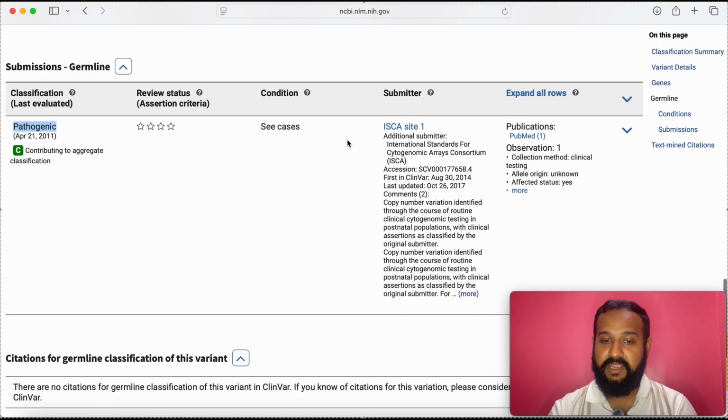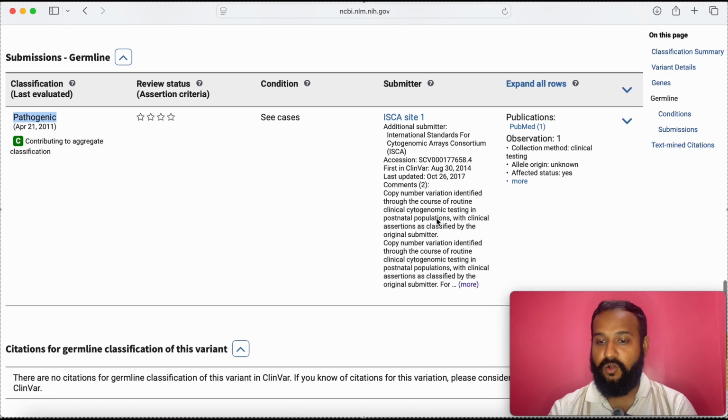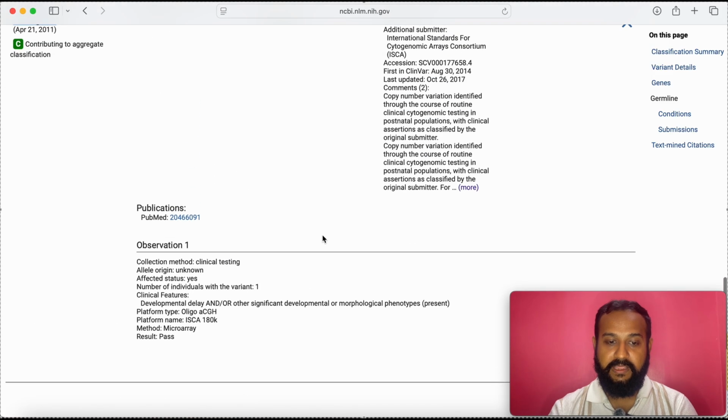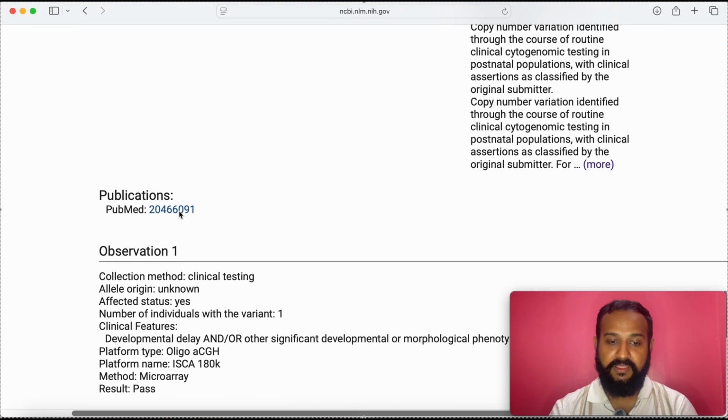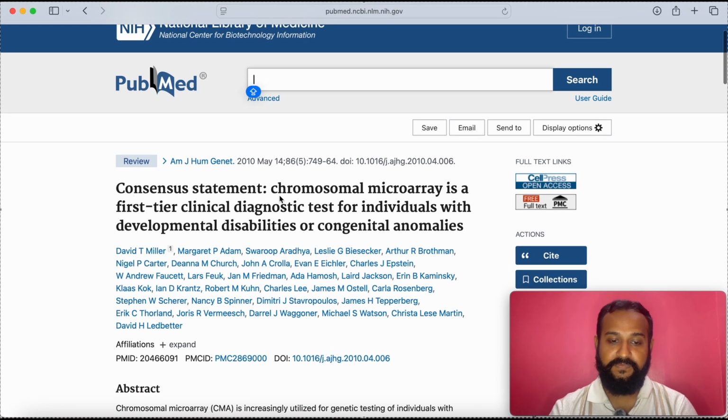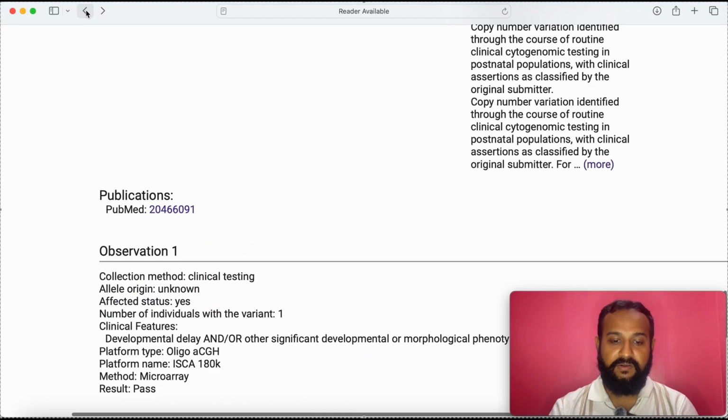What kind of disorder? Here you can see, submitted as what kind of condition it can cause. Apart from that, you can also see the publication details over here. The PubMed ID is also given. If you click on this, you'll be redirected to the paper concerning this. You can see this is the paper concerning the same. So you can read this particular paper.